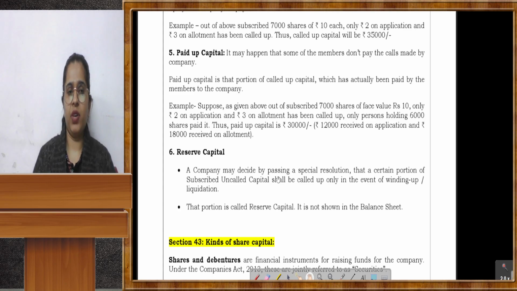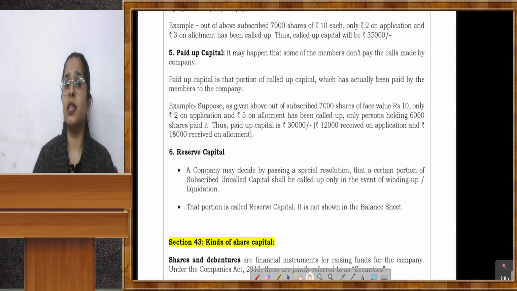Apart from all these bifurcations, there is another known as reserve capital. So the company can decide by passing a special resolution that a certain portion of subscribed uncalled capital shall be called up only in the case of winding up or liquidation. So whenever there is a portion for which the public has subscribed, but the company has not called the whole amount, the company can say that the remaining amount we will not demand right now, but we will demand if and only if the company is going for liquidation or is going to shut down.